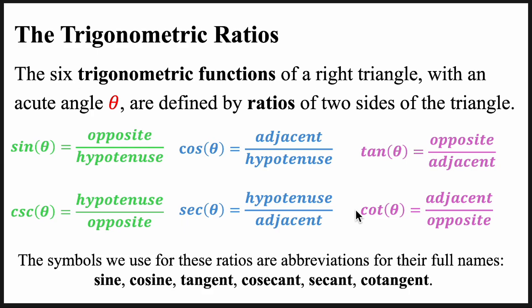So the symbols we use for these ratios are abbreviations basically for the full names: sine, cosine, tangent, cosecant, secant, and cotangent. Remember, the last three here are just the reciprocals of the first three. If sine is, for example, 2 over 3, the reciprocal of sine, which is cosecant, would be 3 over 2.